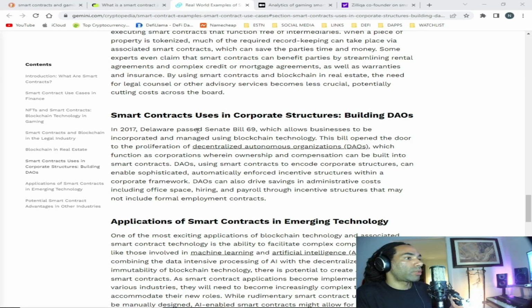So, smart contract uses in corporate structures, like building DAOs. In 2017, Delaware passed Senate Bill 69, which allows businesses to be incorporated and managed using blockchain technology. This bill opened the door to the proliferation of decentralized autonomous organizations, which function as corporations wherein ownership and compensation can be built into smart contracts. DAOs using smart contracts to encode corporate structures can enable sophisticated, automatically enforced incentive structures within a corporate framework. DAOs can also drive savings in administrative costs, including office space, hiring, and payroll, through incentive structures that may not include formal employment contracts. So that's pretty cool as well.